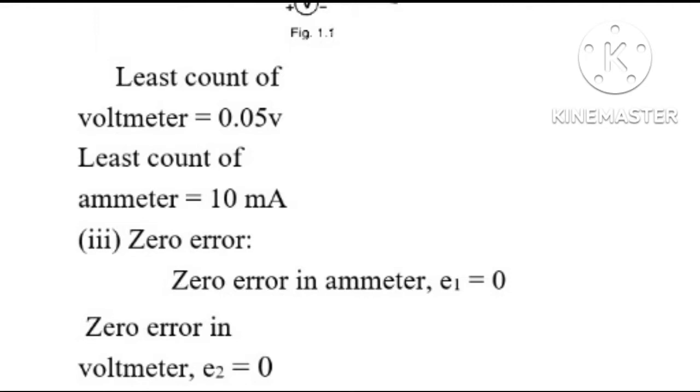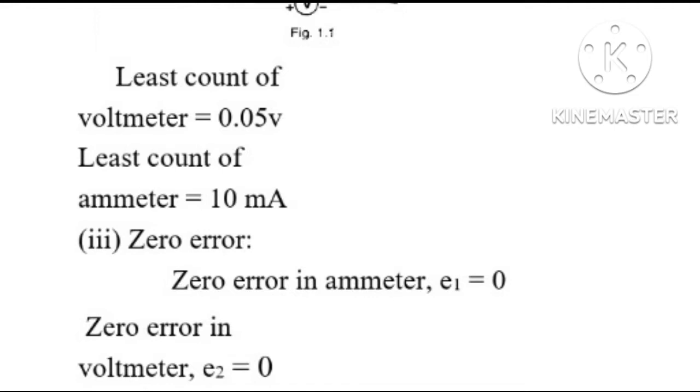Now the least count of voltmeter and ammeter we have to note. What is least count? Least count is the minimum value or the least value that can be measured by using an instrument, right? So in this case, in voltmeter we are taking it as 0.05 volt. Also, suppose we are having an ammeter of least count 10 milliamperes.